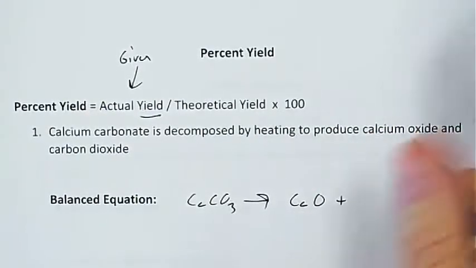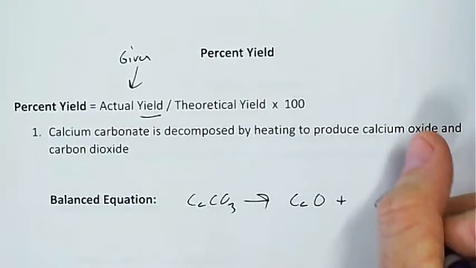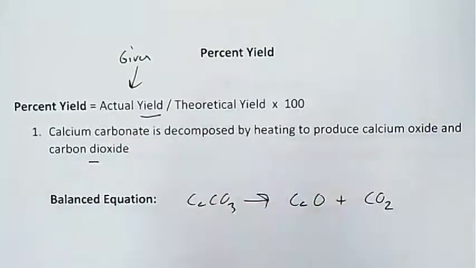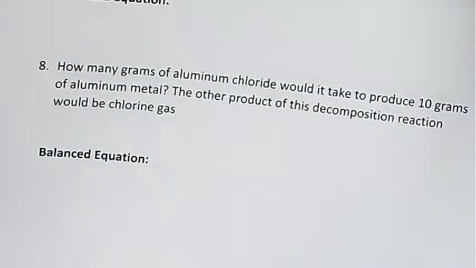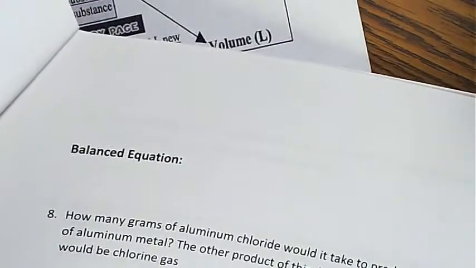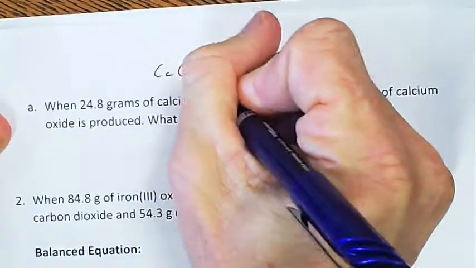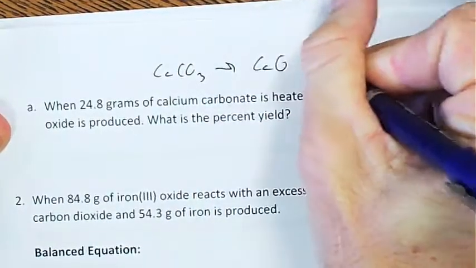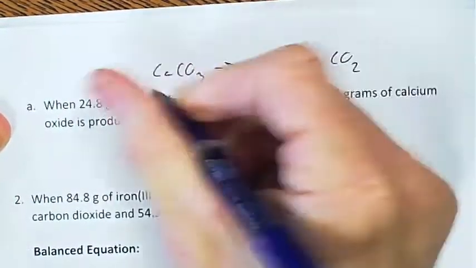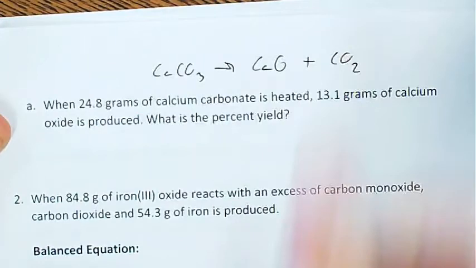And carbon dioxide, now that's a molecular compound, 2 nonmetals, so don't cross the charges. The di means there are 2 oxygens. It is a balanced equation, so we can move on from that and do the problem. So again, I'll move that equation over here: CaCO3 yields CaO plus CO2. It's actually balanced already, so we don't need to do anything to balance it.